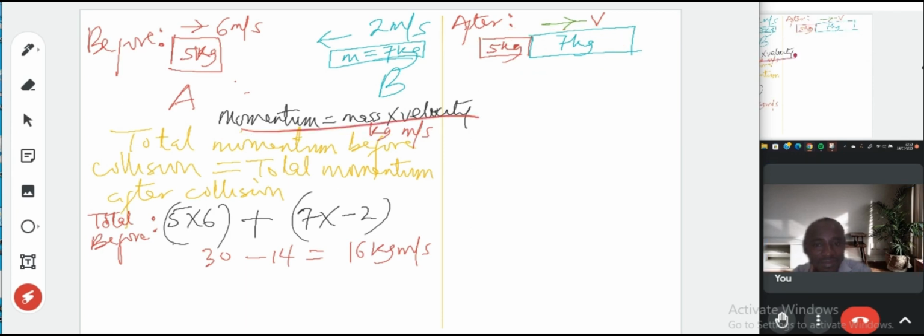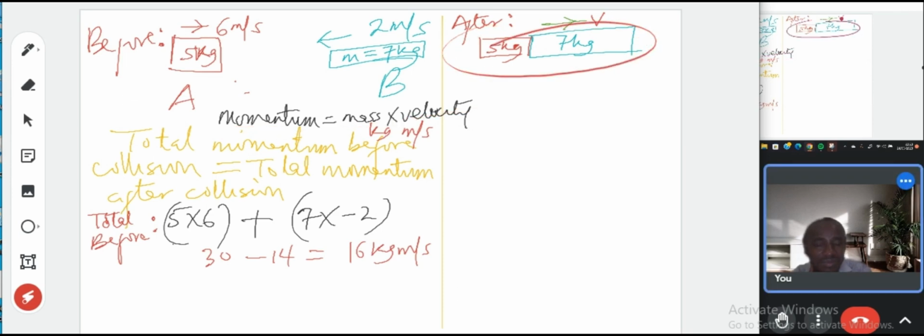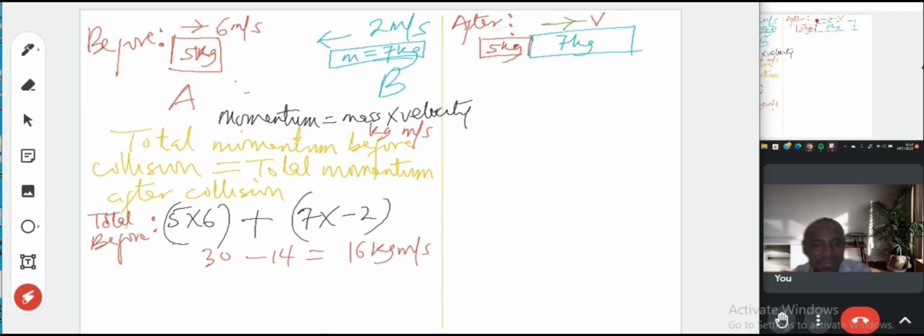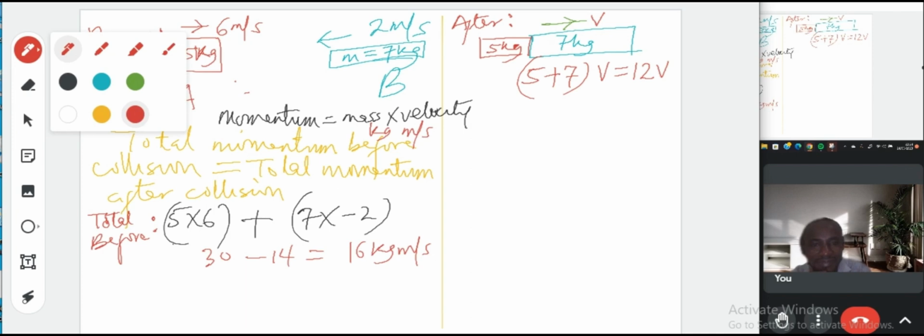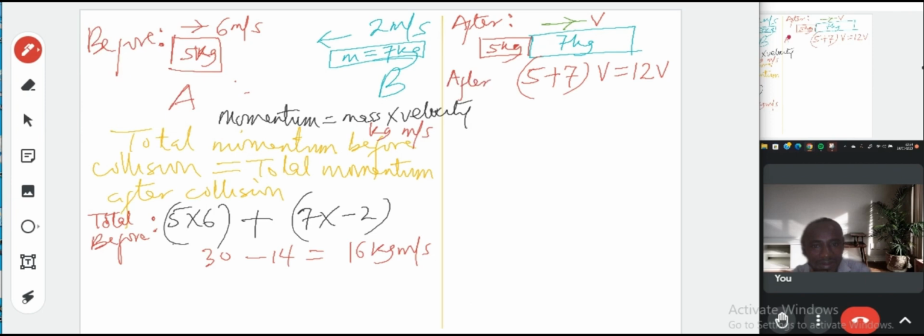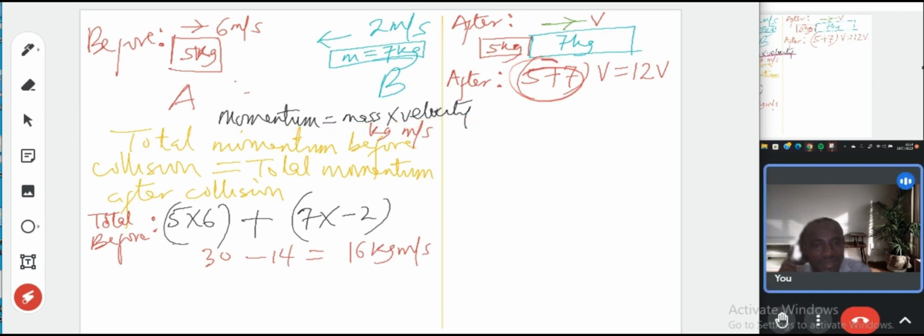What did you say momentum is again? So what will be the total momentum after collision? 5 times what? 7 is mass, 5 is mass. The speed is v, we don't know. Interesting. So 5 plus 7 times v, which is actually 12v, isn't it? 5 plus 7, is it not 12? Yes. Now, what's momentum? What's the total mass? 5 plus 7 times the velocity. So 12v.